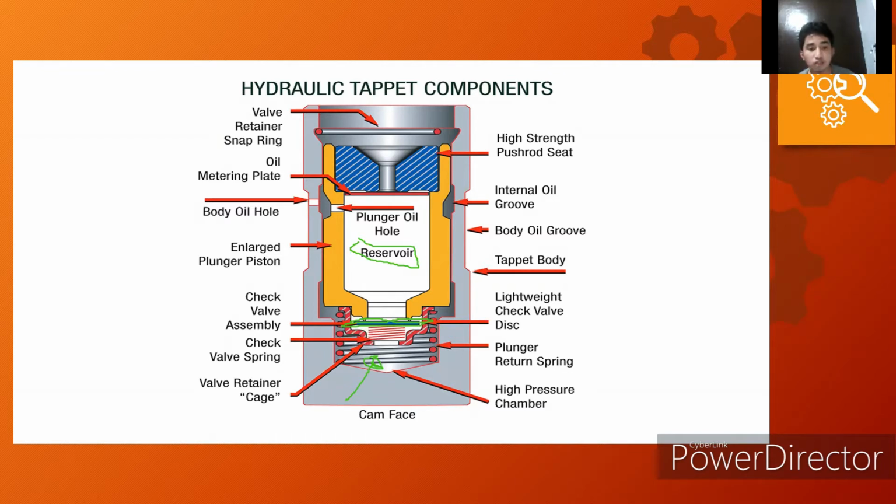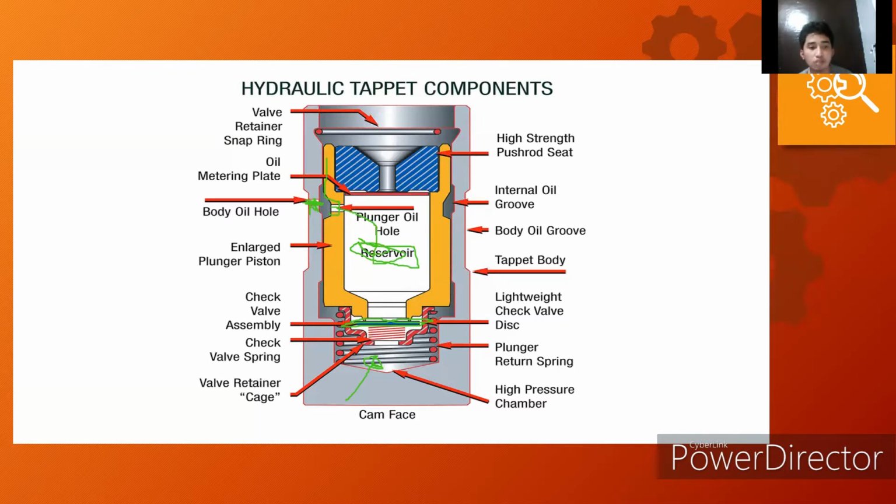Next is the check valve assembly, and then next is the enlarged flanger piston, body oil hole. Ito yung pinapasukan ng oil kasi ang hydraulic tappet hindi yan water, oil ang gamit niyan. So dito pumapasok yung oil galing sa oil lubricating system. Pagkapasok niyan, pupunta yun dito and then pupunta rin sa reservoir. So meron sa labas and then meron din sa loob.